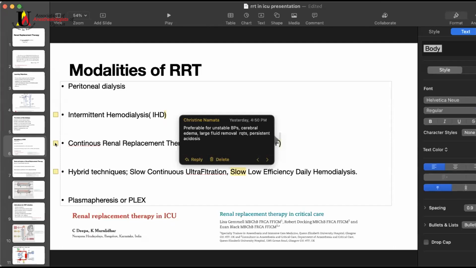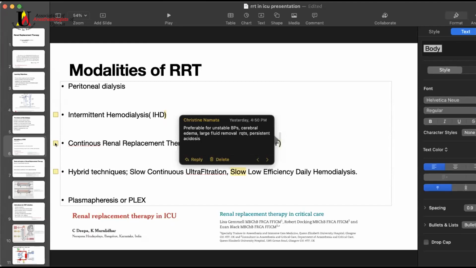And then, of course, we have the hybrid techniques, which we commonly use in our settings due to resource limitations. It's hard to do CRRT. You need a dedicated nurse to run the machine and be able to understand what the different alarms mean and how to troubleshoot. And then, of course, the consumables as well. It's quite expensive. So we tend to go to the hybrid, which is SCUF, slow continuous ultrafiltration.